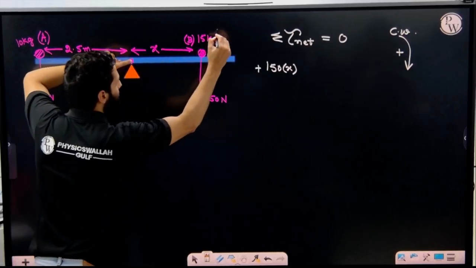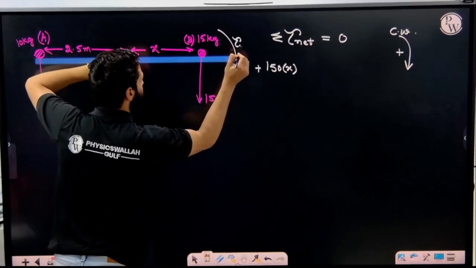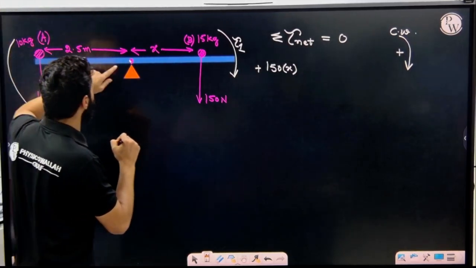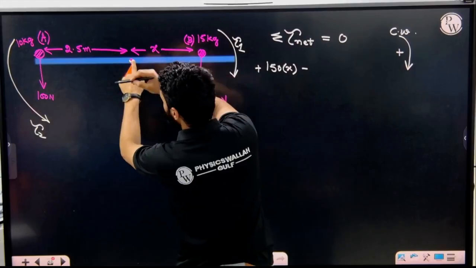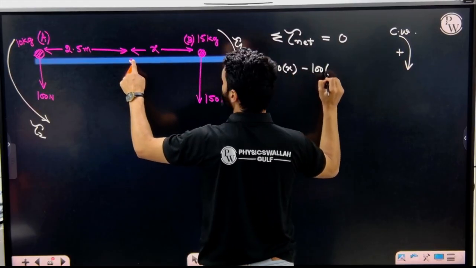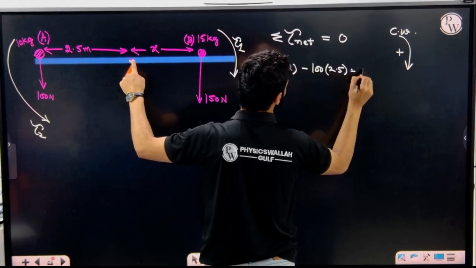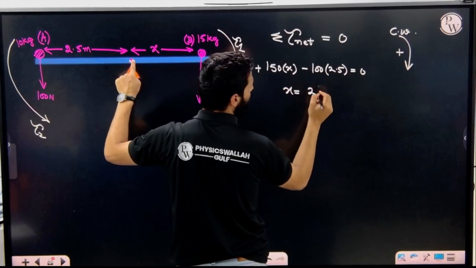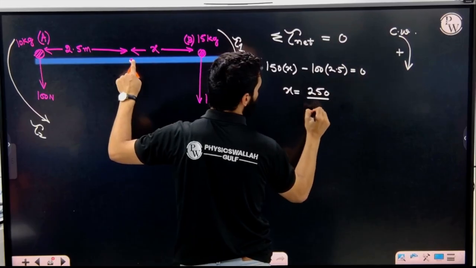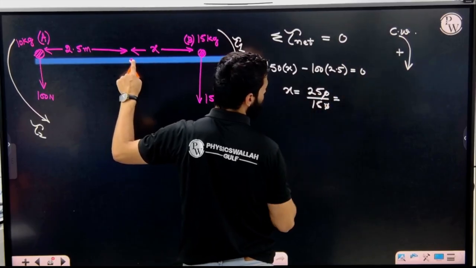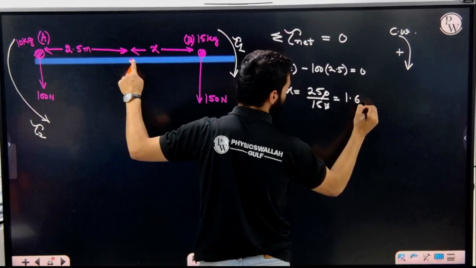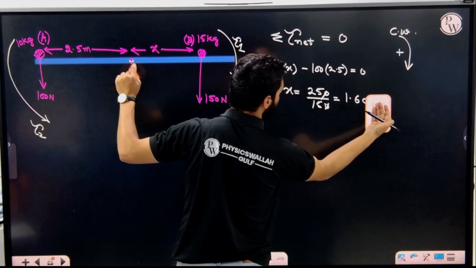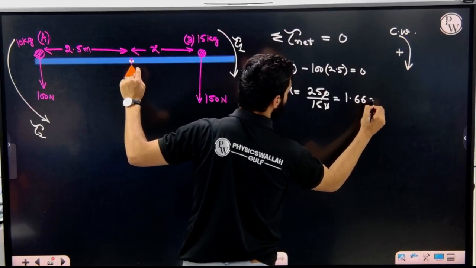This is clockwise torque. Let's say this is T1, and this torque will be anti-clockwise. How much will be T2? Minus 100 into 2.5. Then the sum equals 0. So x will be equal to 250 divided by 150. So how much is the answer? 1.6 meters.